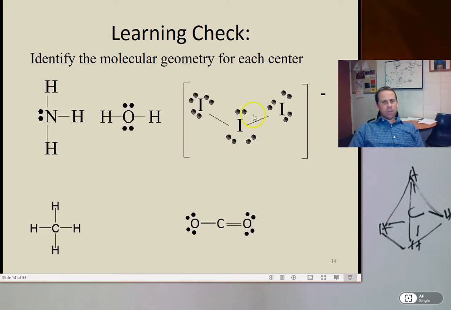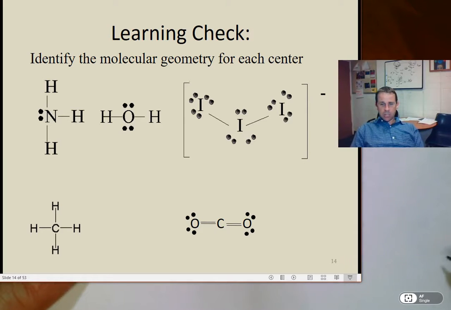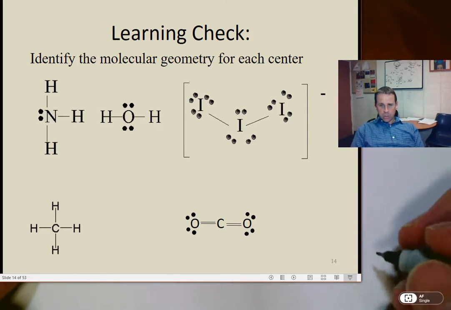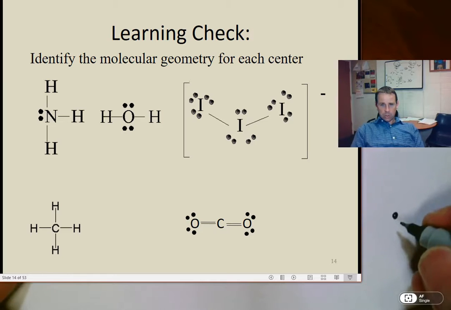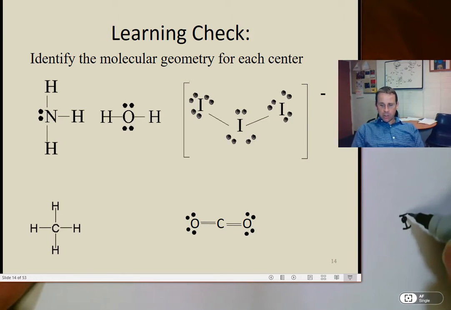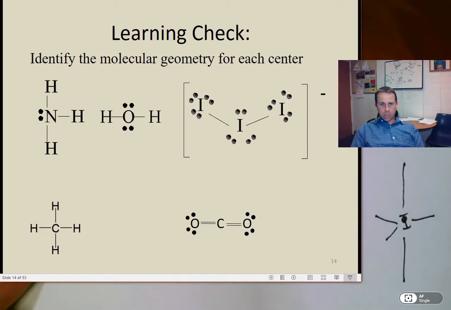This compound here, now what is this thing here? How many regions of electron density? 1, 2, 3, 4, 5. Once you see that there's 5 regions of electron density, you can draw what a 5-region electron density structure looks like. So, we know that there's a central atom. We can call that an iodine if we want to. We have 5 regions. Well, what do 5 regions do? Well, that means that there's 2 axial and 3 coming off in equatorial positions, all right?